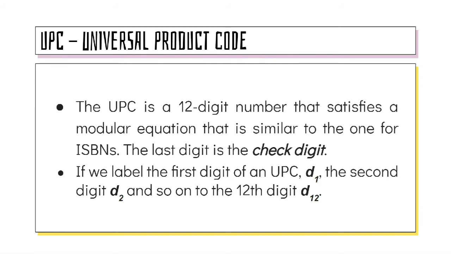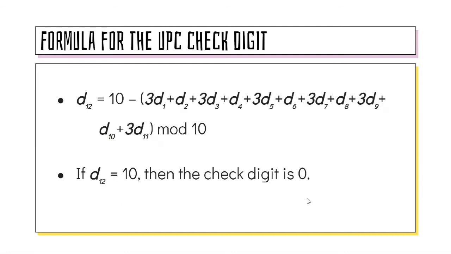Now let's proceed to the UPC, or the Universal Product Code. It is a 12-digit number that satisfies a modular equation that is similar to the one for ISBNs. The last digit is still the check digit. If we label the first digit of a UPC as D sub 1, the second digit as D sub 2, and so on to the 12th digit, which is D sub 12, this is the formula for the UPC check digit.